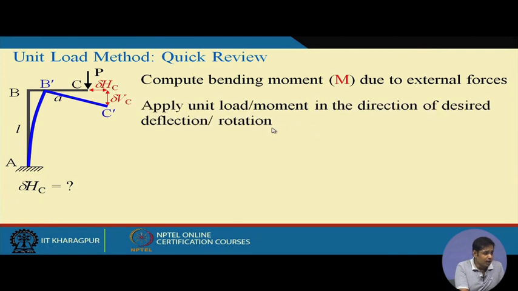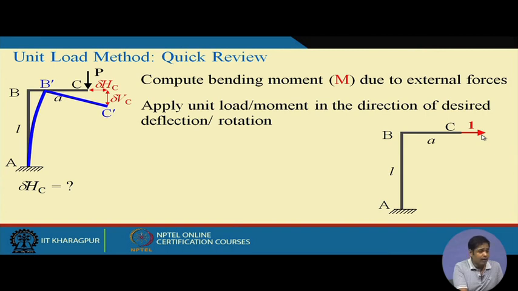The next step is to apply a unit load or moment in the direction of desired deflection or rotation. Means now take the same beam, same structure, same boundary condition. Now, at point C we want to find out the deflection. So, at point C apply a unit load, and what would be the direction of this unit load? The direction of the unit load will be the direction in which we want to determine the deflection. Now, if it is deflection, then a unit load needs to be applied, but if it is rotation, then a unit moment has to be applied.